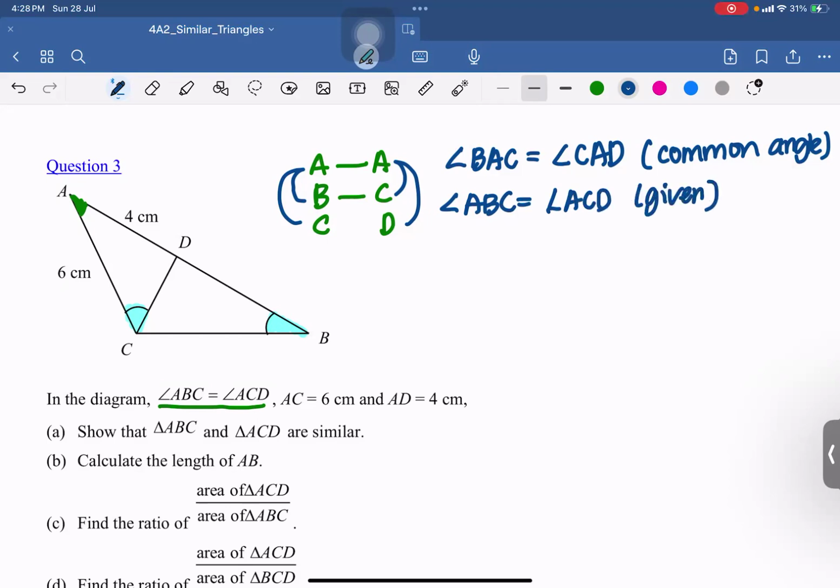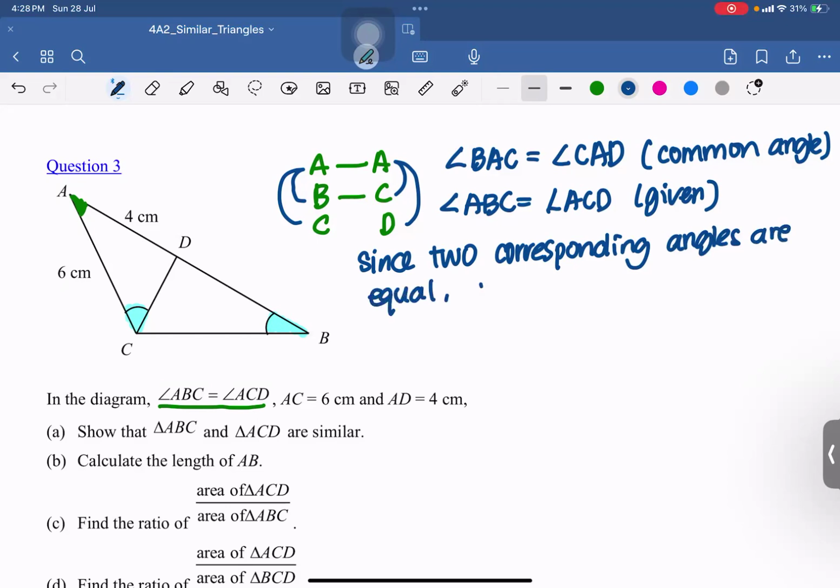Then we write our favorite sentence: since 2 corresponding angles are equal, therefore triangle ABC is similar to triangle ACD. Have you gotten the concept?